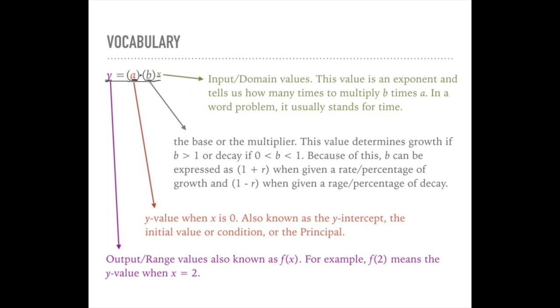The x value, which is our input. Some questions will ask you about the domain value or the input values. They are the same thing. That is the values you can put in for x. In this equation, we have all real numbers work. You can put whatever x value you want. And if you do, that will determine how many times you multiply your a value by this b.